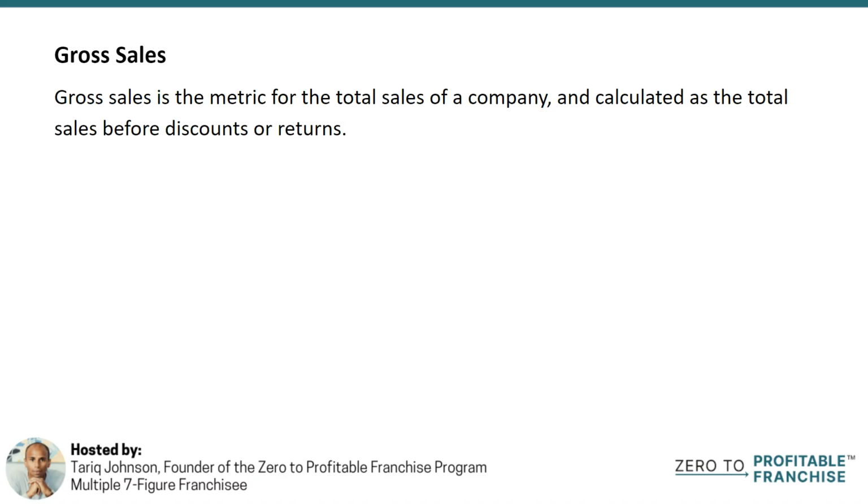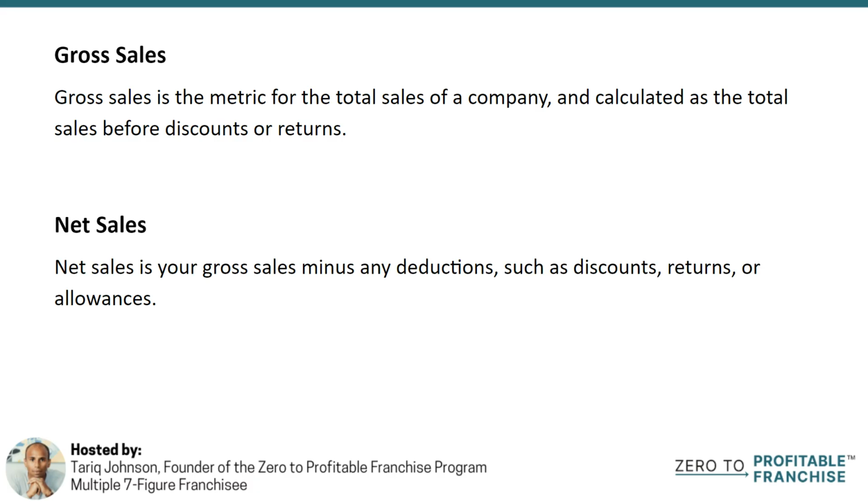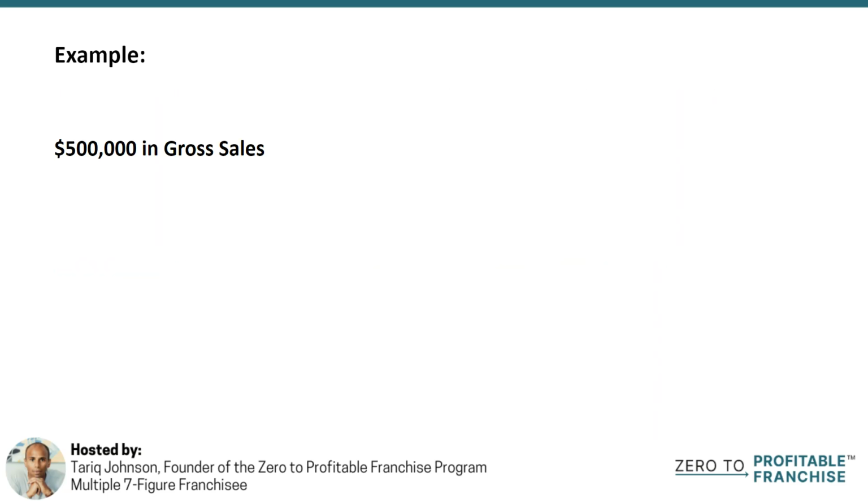Gross sales is the metric for the total sales of a company, and it's calculated as the total sales before discounts or returns. Net sales. Net sales is your gross sales minus any deductions, such as discounts, returns, or allowances. As an example, let's say you do $500,000 in gross sales. Gross sales is also known as just sales.